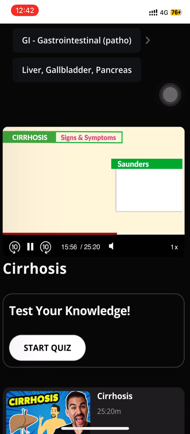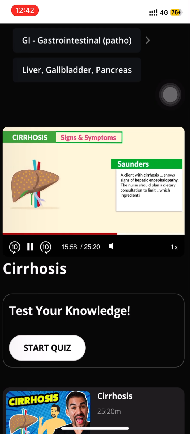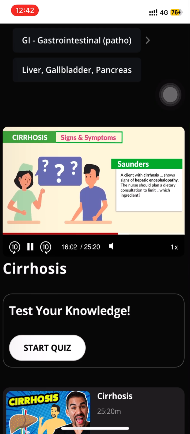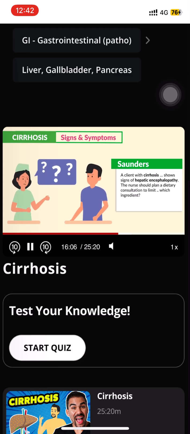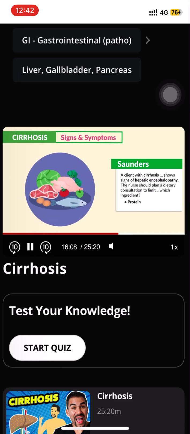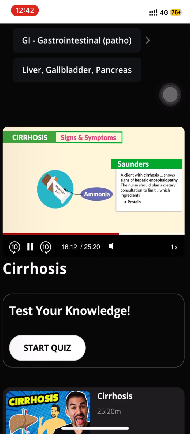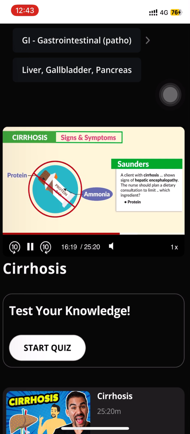Now, Saunders mentions, a client with cirrhosis shows signs of hepatic encephalopathy. The nurse should plan dietary consultation to limit which ingredient? And the key answer was protein. Yes, protein has the ammonia waste. Remember, ammonia is the protein wrapper, the waste around the protein, which causes the hepatic encephalopathy. So limiting protein will limit the ammonia.